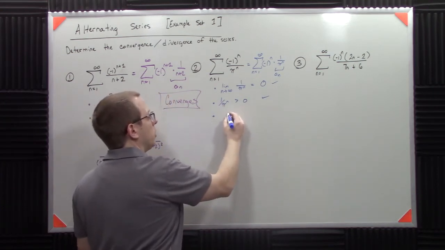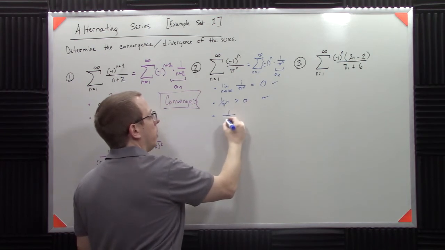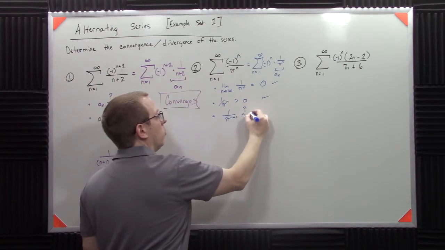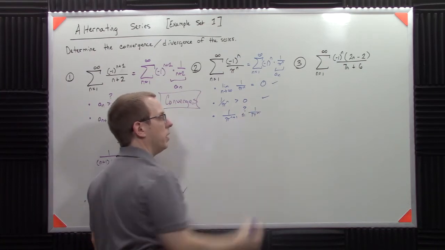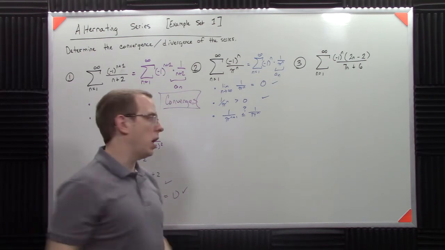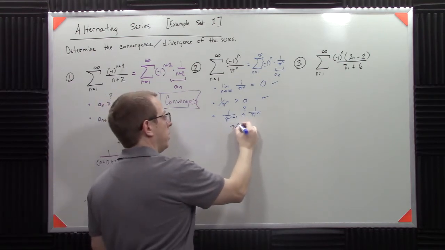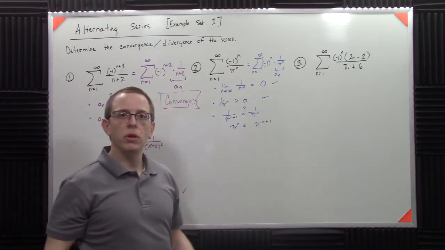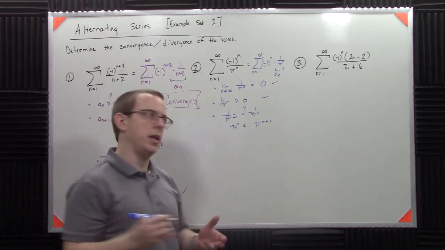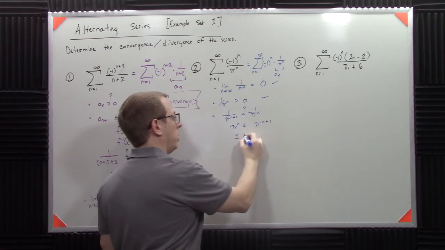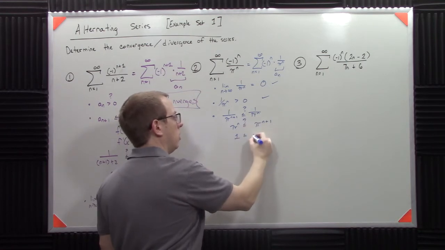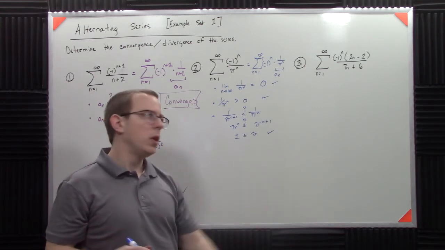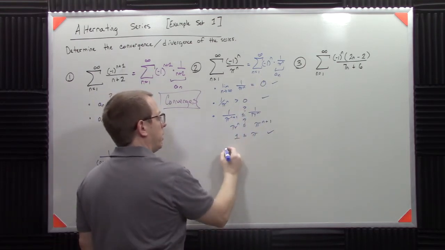Now what we need to do is say, is 1 over pi to the n plus 1 less than or equal to 1 over pi to the n? Well, we can cross multiply here. We get pi to the n. Is that less than or equal to pi to the n plus 1? Well, if we divide both sides by pi to the n, we get 1 is less than or equal to pi. Which of course is true, because pi is 3 point whatever. So that tells me this converges.